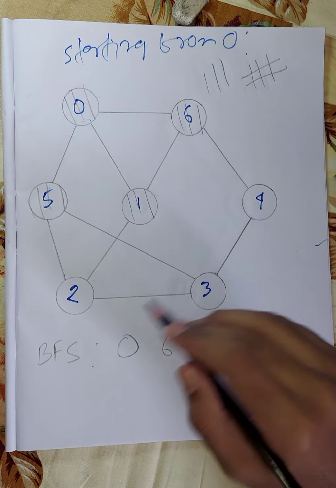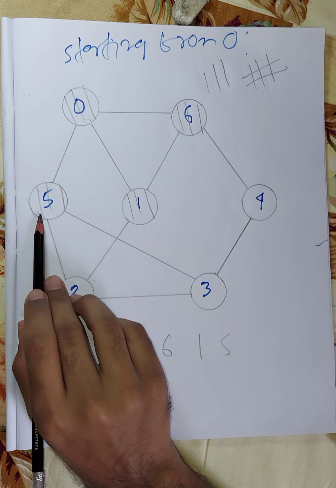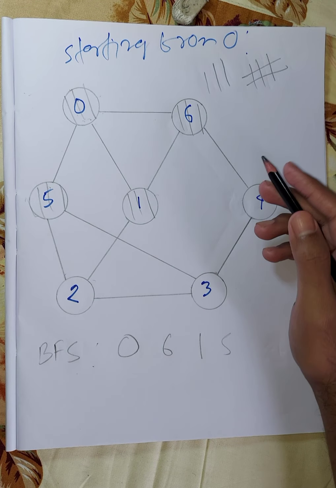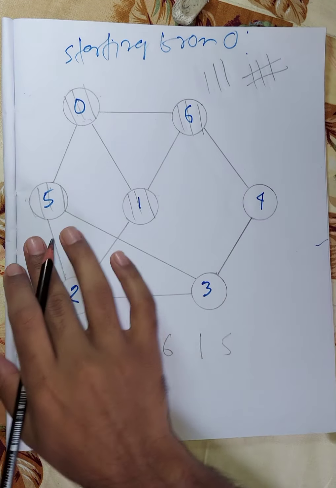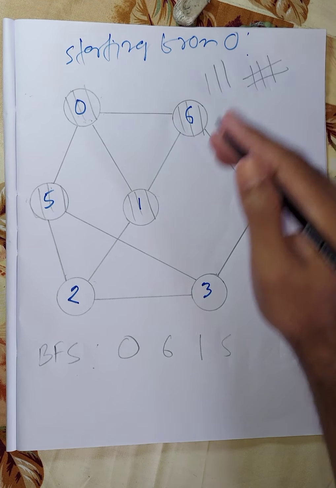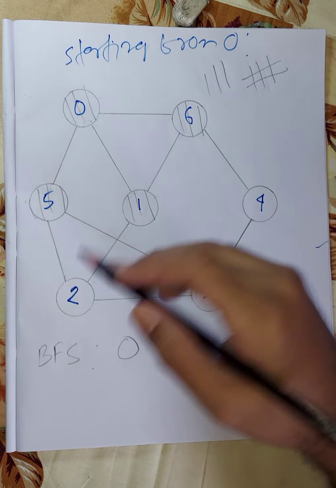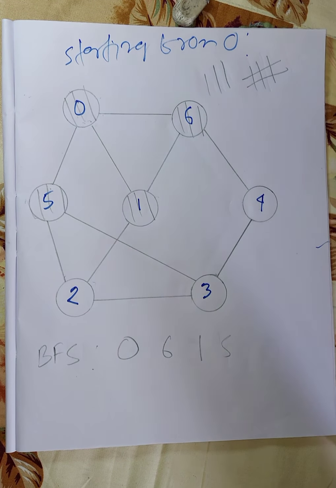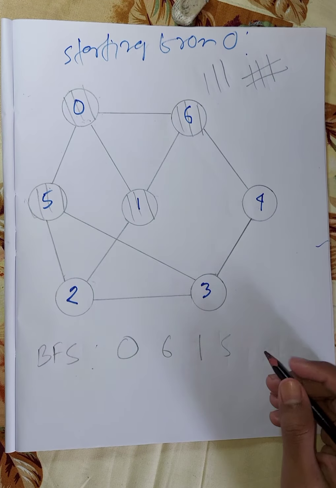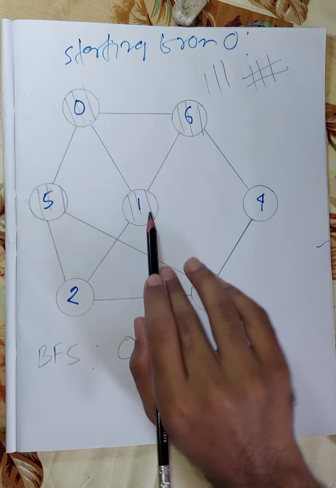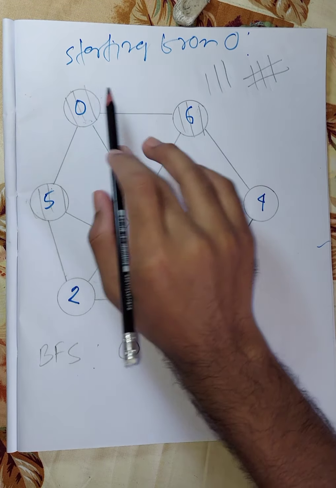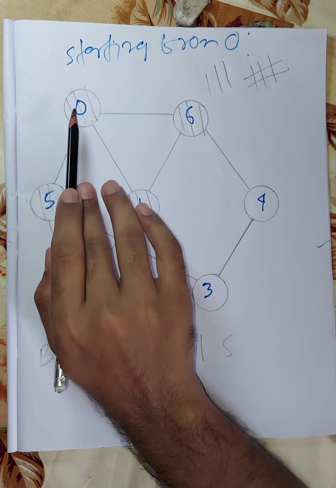So now you can ask a question like, why didn't you start from 5? Why did you start from 6? There is no boundary. You can start from 5, you can start from 6. You can do it in numerical order or in alphabetical order, but I have done it in this way. So now see, these vertices are visited, and these vertices are the adjacent vertices of that vertex.